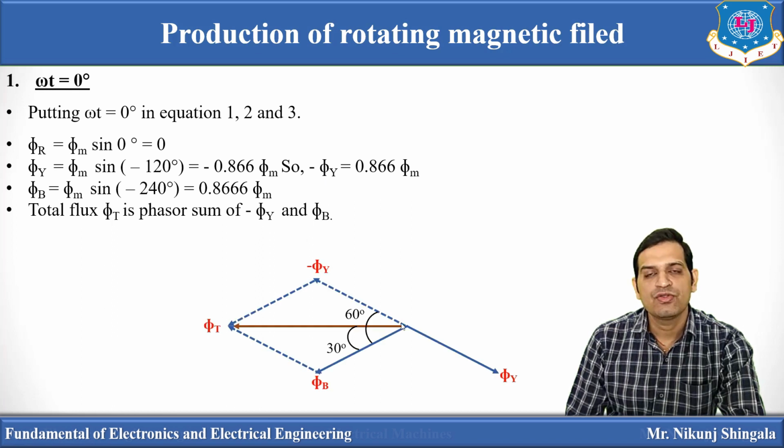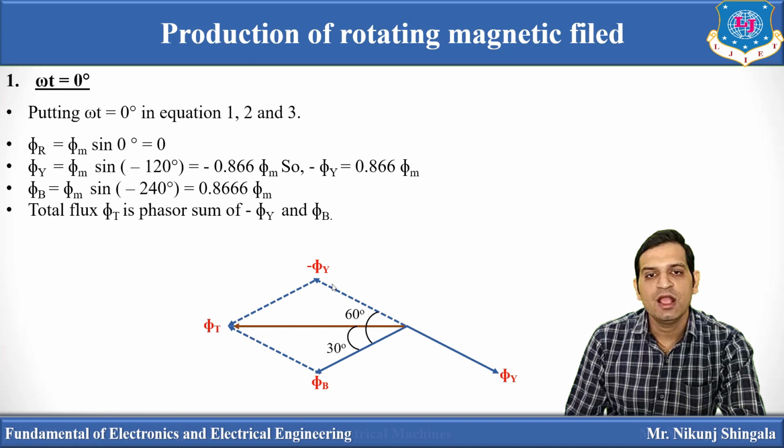So phi R is 0, so here phi R is not shown. This is phi Y and phi B. This is the reverse of phi Y, that is minus phi Y. Now both have the same magnitude, so the value of the resultant can be found using a parallelogram. So taking the projection of this, making the parallelogram.